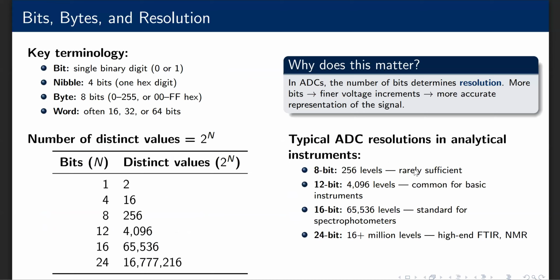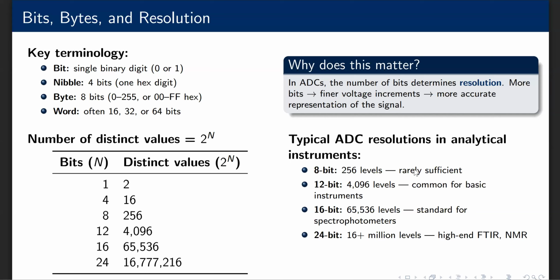Here's the vocabulary. A bit is 1 binary digit. A nibble is 4 bits or 1 hex digit. A byte is 8 bits, a fundamental unit of computer storage. A word is 16, 32, or 64 bits, depending on the processor. The table on the left shows distinct value counts for different bit depths. Look at the row for 12 bits, 4,096 levels; for 16 bits, 65,536; for 24 bits, over 16 million. Each additional bit doubles the number of levels.